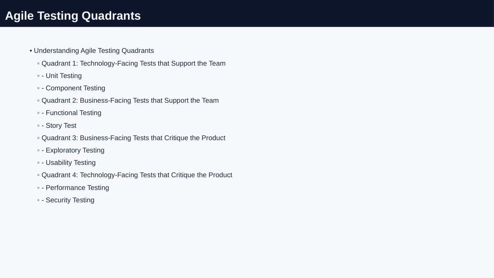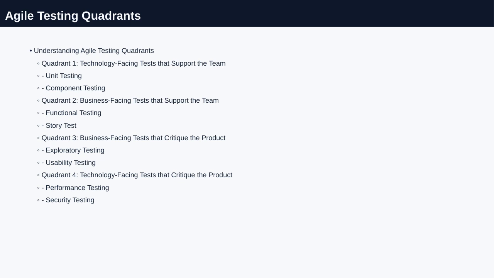In Agile testing, we use 4 quadrants to organize different types of tests based on their purpose and perspective. The first quadrant focuses on technology-facing tests that support the team, like unit testing and component testing, which help verify that the code works correctly at a detailed level.